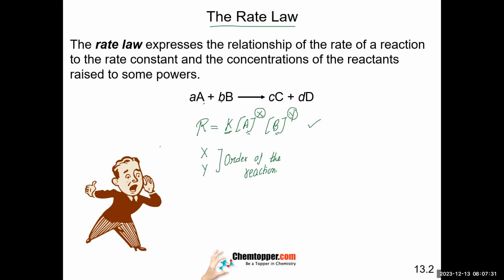Now read the definition. It is the relationship of the rate of a reaction, this rate, with the rate constant, this K, and the concentration of the reactants raised to some powers. These some powers are called order. Now, many children stay very confused with the order. So all of you try to understand this meaning of the order. It's not a difficult thing.